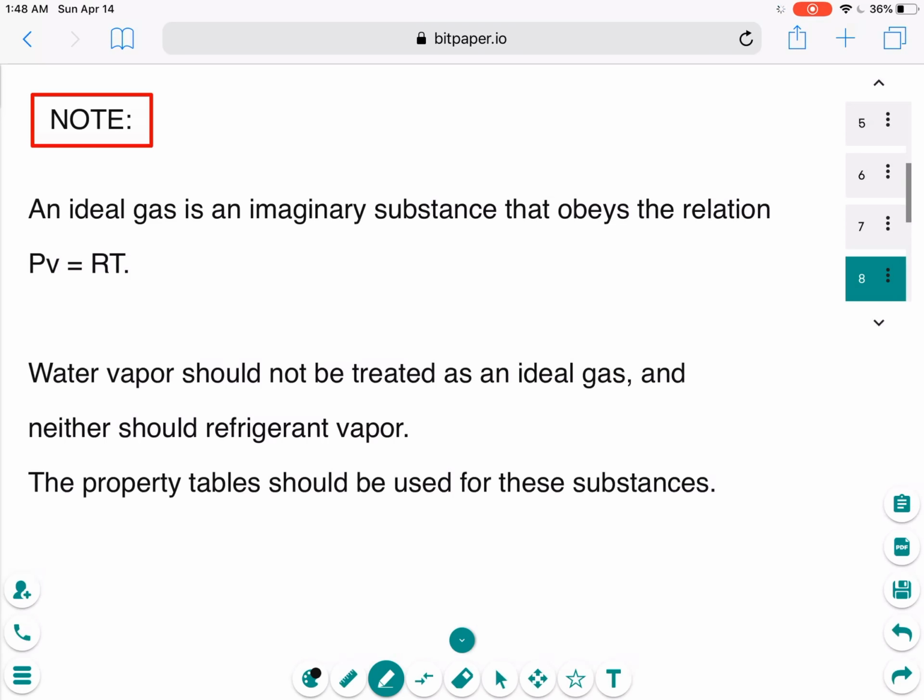So most of the gases that we're working with in problems can be treated as ideal gases: air, nitrogen, helium, carbon dioxide, etc. However, water vapor should not be treated as an ideal gas, and refrigerant vapor should also not be treated as an ideal gas. If we have a problem where we're dealing with these two substances, we have to use the property tables in order to determine whatever we are asked to find.